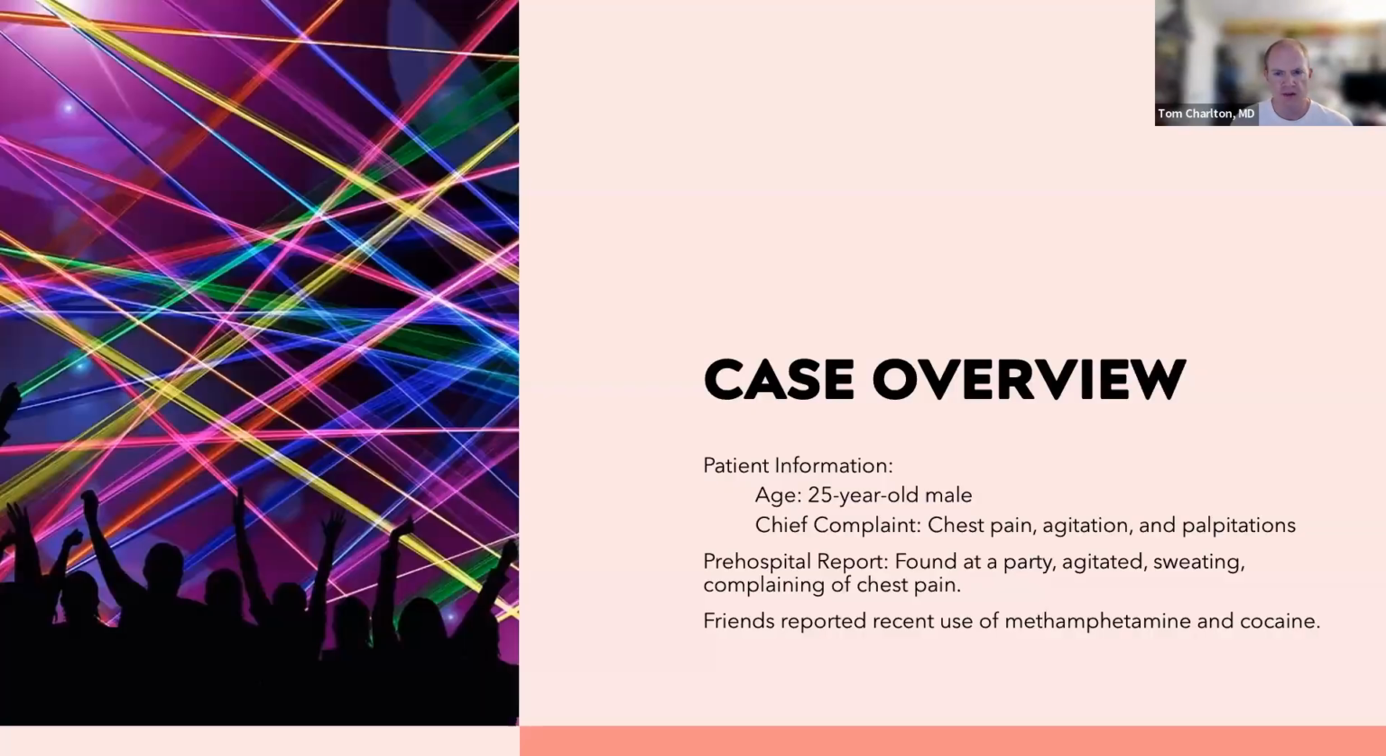So let's talk first about this patient. We have a 25-year-old male who complains of chest pain, agitation, and palpitations. The report that we get prior to arrival is that this patient was found at a party, agitated, sweating, and complaining of chest pain. Friends reported that he recently used methamphetamine and cocaine. Great combination for a Friday night.